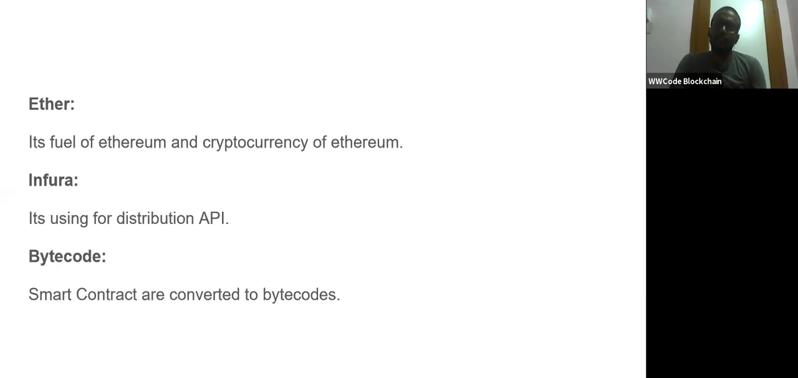In a blockchain, you can see everything for free, without paying. But if you want to store whatever things in the blockchain, data or transactions, you pay the amount. So you can use the Ethereum chain to make a transaction, and whatever things you can pay in Ether. After that, Infura uses the distribution API. Every smart contract is converted to bytecode, and only the computer understands that code.